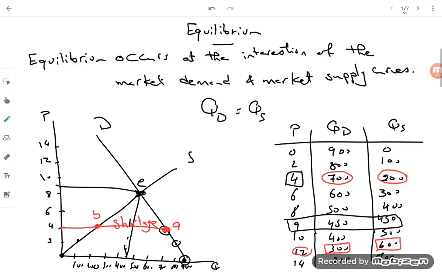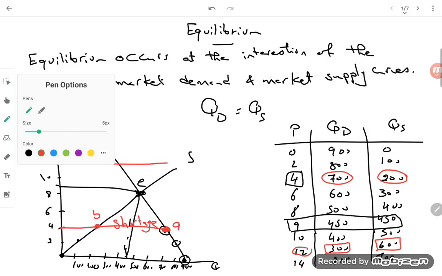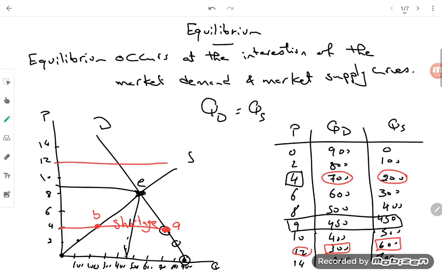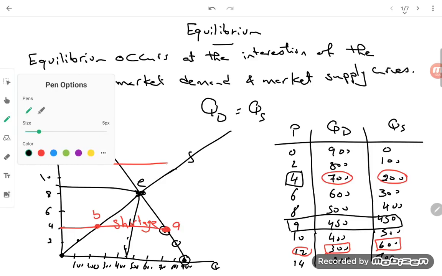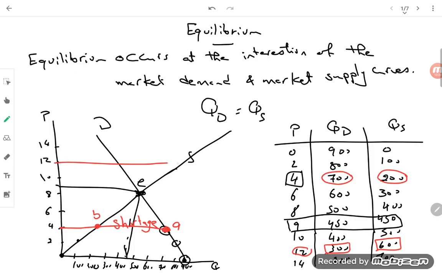Okay, at price 12, it can be noticed that quantity demanded is at point C, while quantity supplied is at point D, and D is greater than C, so there is an excess supply, or a surplus.